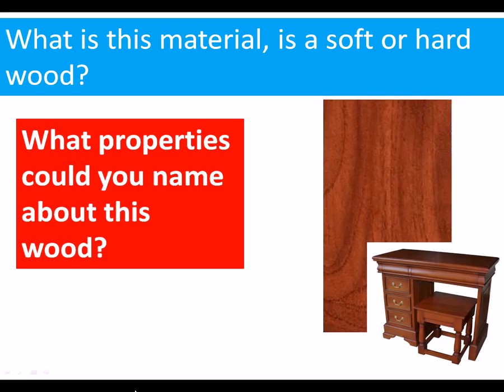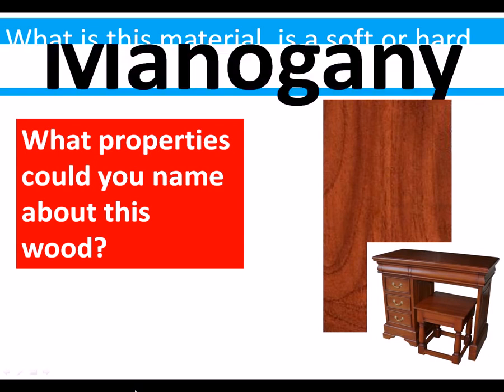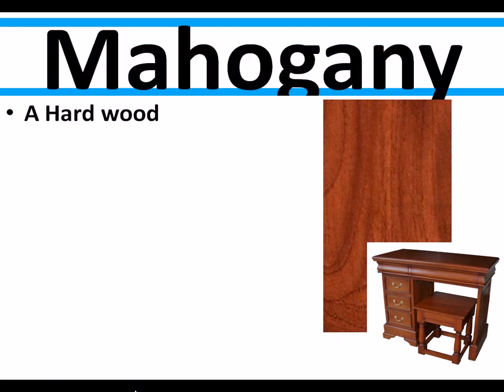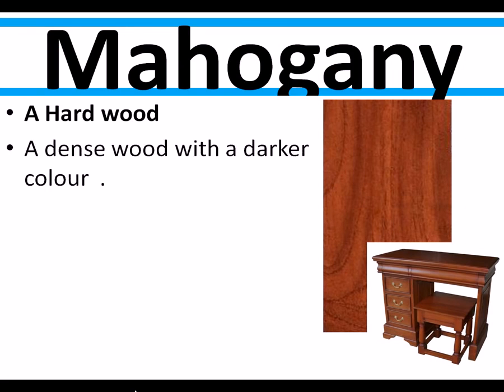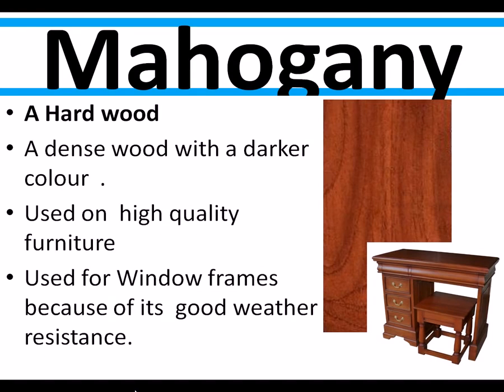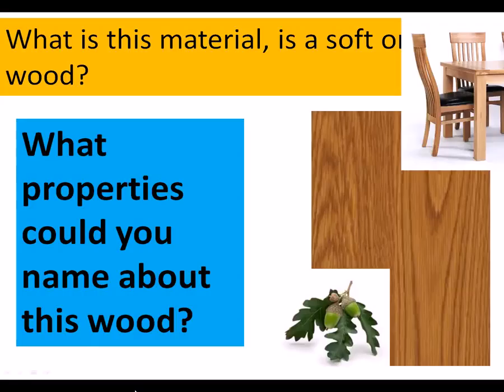The next type of wood is a dark coloured hardwood and is mahogany. What can we say about mahogany? It's a hardwood. It's a dense wood with a darker colour, used for high quality furniture. We've got a desk there that is made of mahogany. It's used on high quality furniture, and it's also used sometimes for window frames. You use wooden window frames because it has good weather resistance. It has a natural oiliness. It stays good outside.